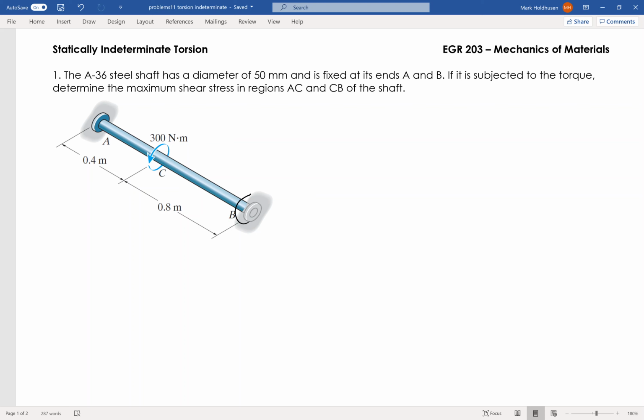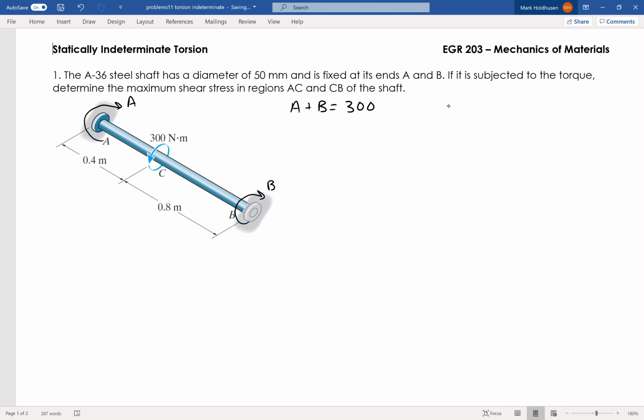That means on A and B, I'll call this A, I'll call this one B, acting against that. So statics tells us that A plus B has to equal that 300. Okay, so that's the statics equation, but I need another equation because there's two unknowns in that.